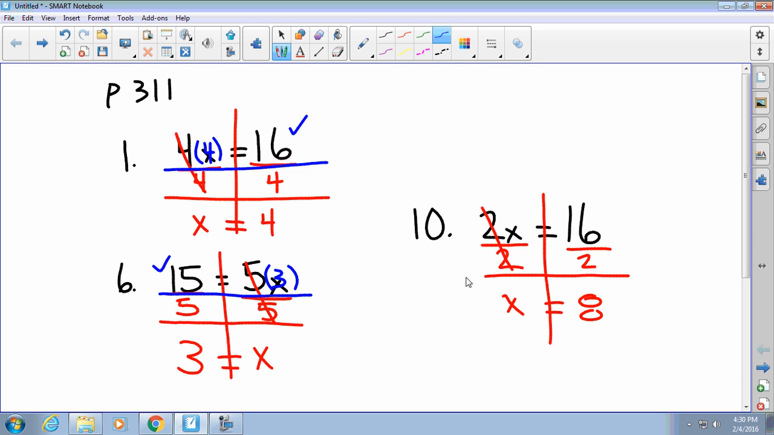To check your work, go back to the original problem. The original problem is 2x equals 16. We're going to physically plug in that 8 over the x. 2 times 8 equals 16. I did check my work, and it does work out. Once again, this is solving algebra problems, dealing with multiplying and dividing, and it's on page 311.